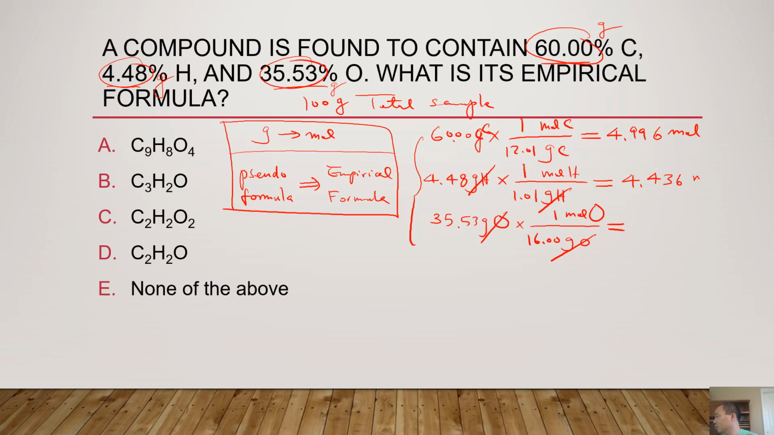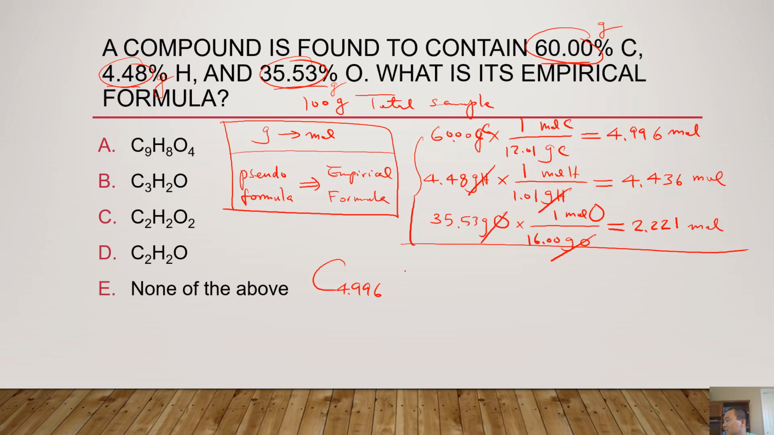4.436 moles. Right. Let's do the third one. 2.221 mole. So we have successfully converted grams to mole. Now we will have the pseudo formula using the moles as the subscripts.